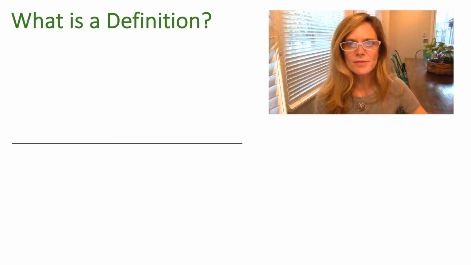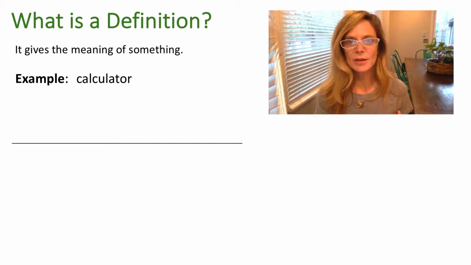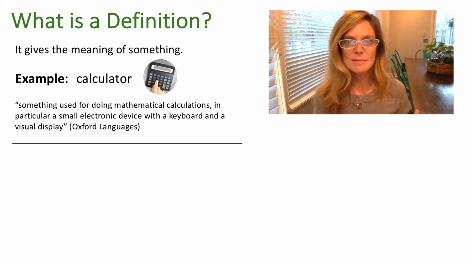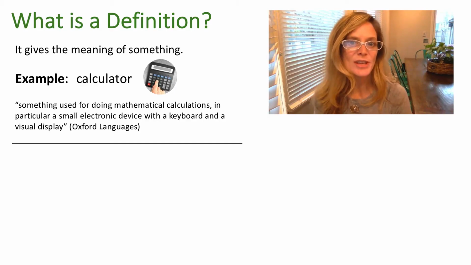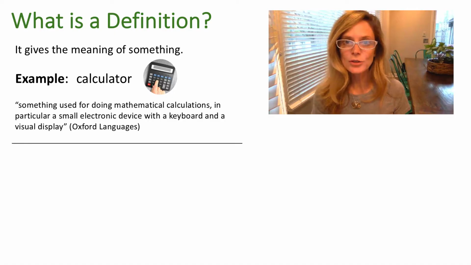So what is a definition? A definition is something that gives meaning, the meaning of something. So for example, let's say we needed a definition for the word calculator, right? Well, if we looked at a dictionary and we looked it up, it would look something like this. Something used for doing mathematical calculations, in particular a small electronic device with a keyboard and a visual display. As you can see there in parentheses, I noted which dictionary I used.